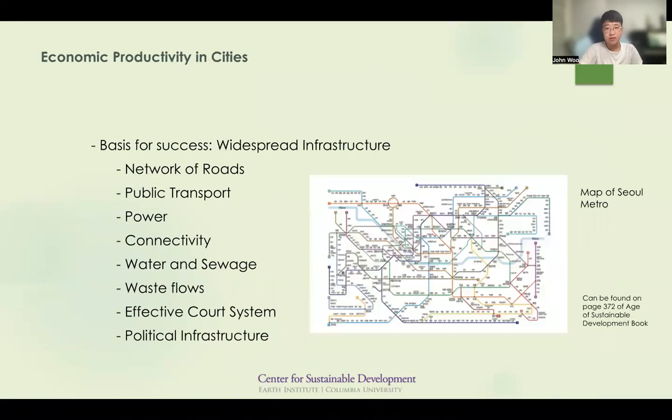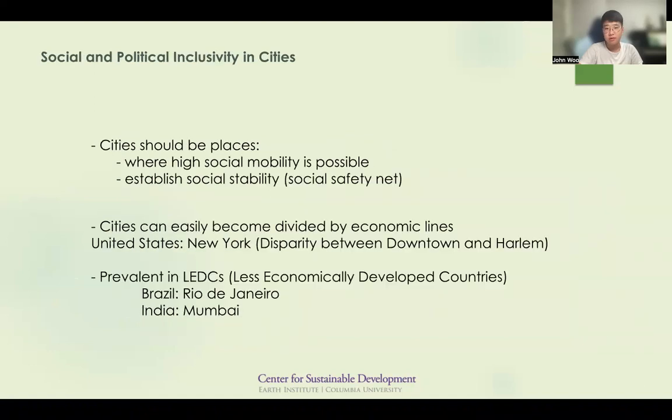Foremost, for economic productivity, the basis for success is infrastructure, such as a network of roads, public transport, power, connectivity, water, sewage, and waste flows. Infrastructure should also include systems such as an effective court system or political infrastructure. There must also be a streamlined flow of work being done for cities to be productive.